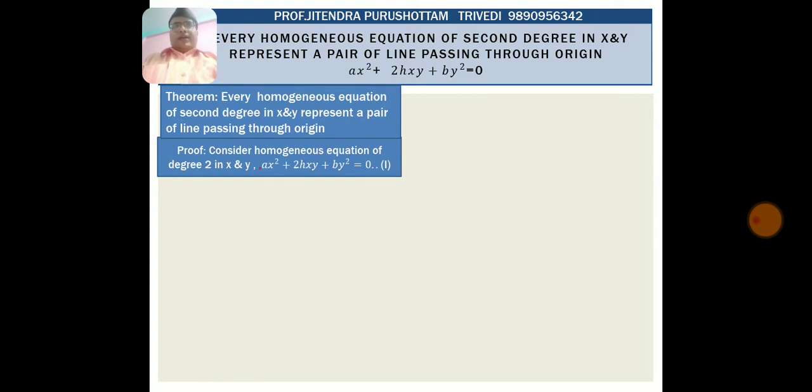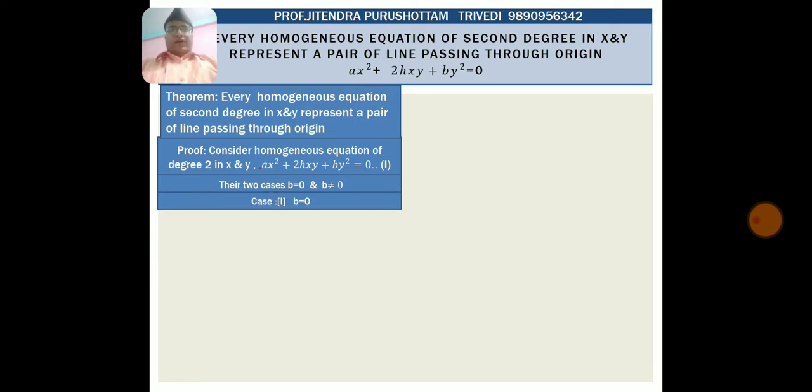You know that the equation of a pair of straight lines is ax² + 2hxy + by² = 0, equation number 1. Then there are two cases. Case 1, b is equal to 0, and case 2, b is not equal to 0. One by one we study the cases. So case 1, b is equal to 0.